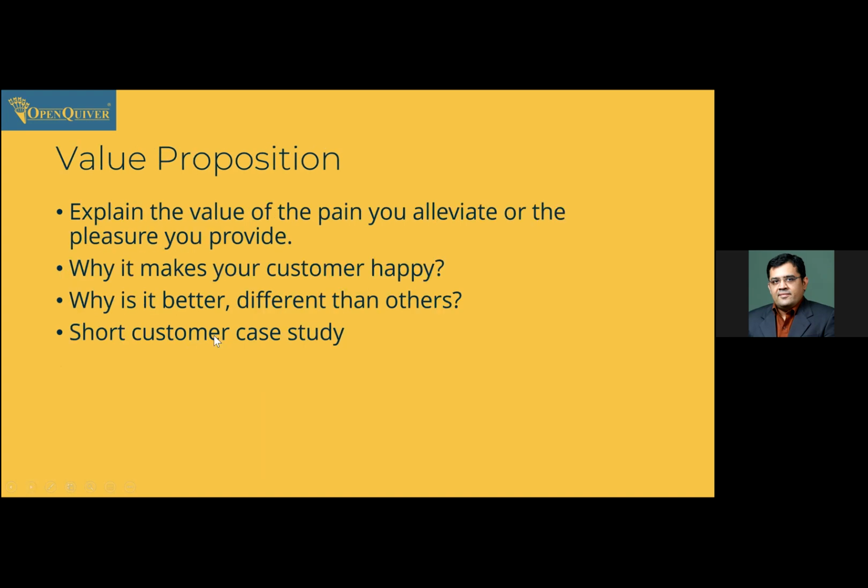Now that you've described the pain or the pleasure, you start talking about what your value proposition is. So how do you plan to make your customer happy with whatever your product is? So this is your slide number 3. And here you will also say, why is it better or different than others? So it could be that there is no solution that addresses the kind of pain point that a customer has, or your solution is much better or different than what is in the market.